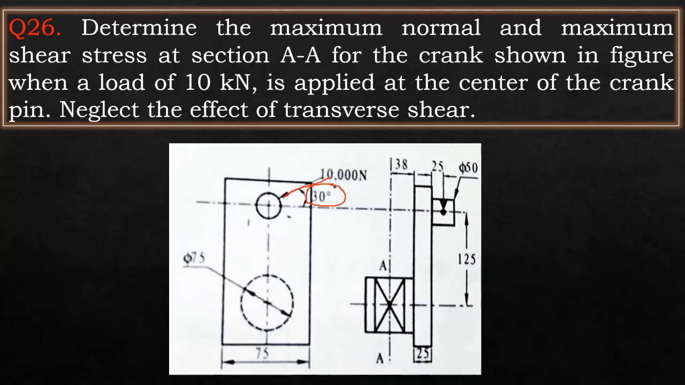Once again, when I say section AA, it is somewhere here. Section AA for the crank shown in the figure, when a load of 10 kilonewtons is applied at the center of the crank pin. So this is a crank pin. At the center of the crank pin, a load of 10 kilonewtons, which is nothing but 10,000 newtons, is applied. But we can see from the diagram that the load is applied at an angle with respect to the horizontal.